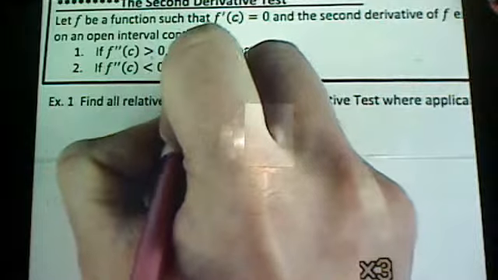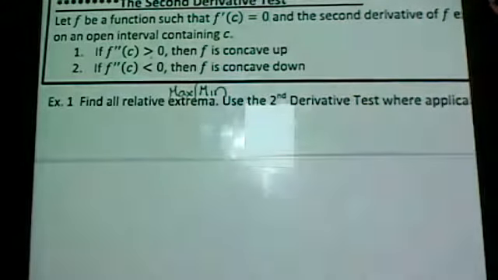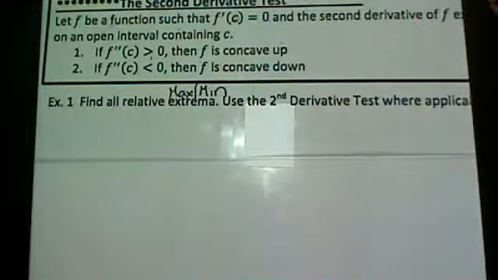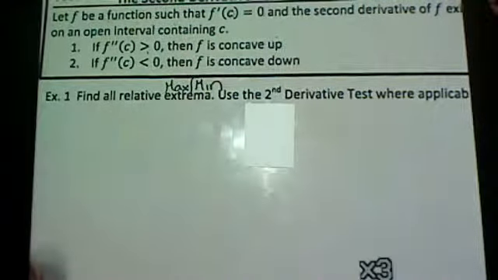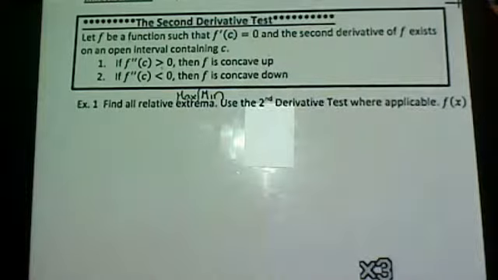So we're going to look at example number 1. It says, find all relative extrema. Well, remember, extrema just means maximums and minimums. So first we're going to find all the maximums and minimums. Use the second derivative test where applicable. So apply the second derivative test if you can. And then they give us the function negative x times x minus 5, all of that squared.